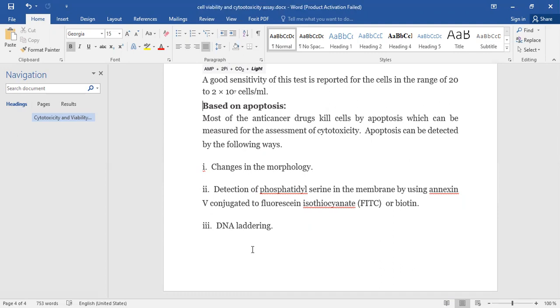So these are all methods for the analysis of cell viability and the cell cytotoxicity test.